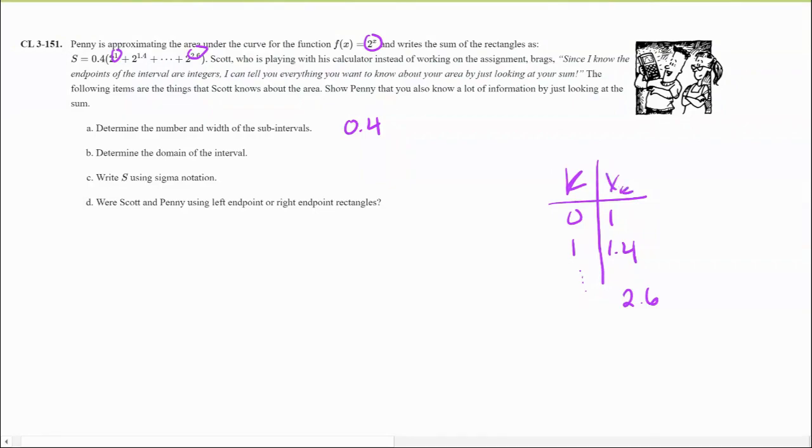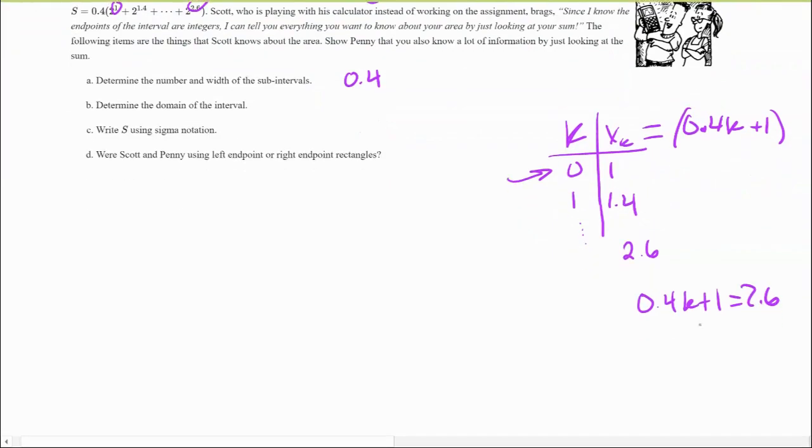So to find the equation here that would give us this, I know that it's going up by 0.4 each time, so I'm going to say 0.4k. And since my starting interval is at 1, I got 0.4k plus 1. So what that means is that if I set that equal to 2.6, 0.4k plus 1 equals 2.6, I can find the k value that we end at. So I'm going to subtract 1 from both sides. 0.4k equals 1.6. I'm going to divide that, and I'm going to get k equals 4.